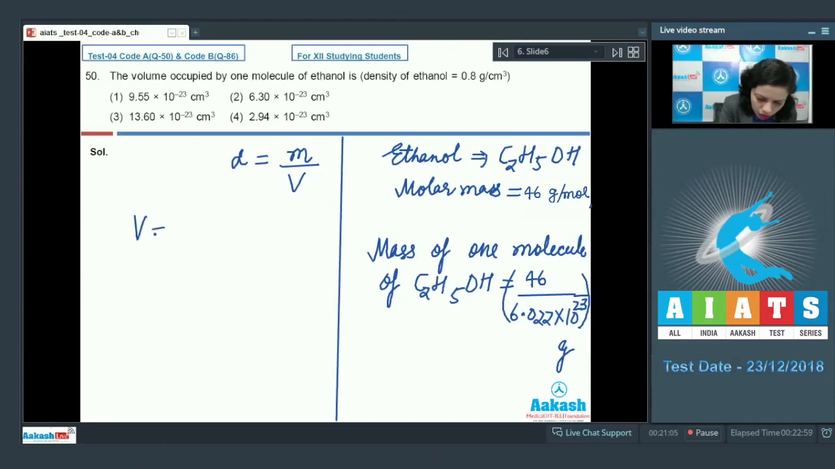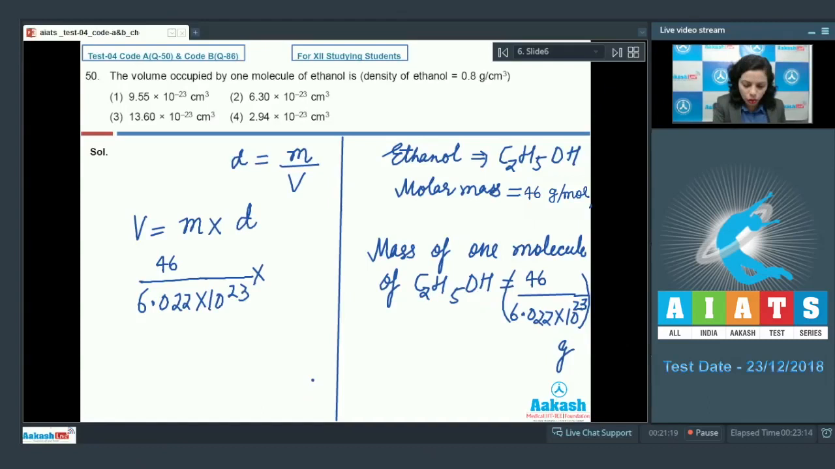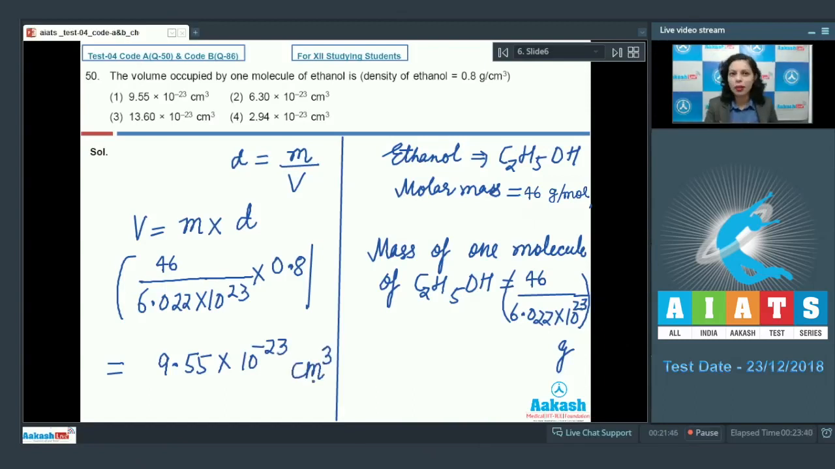Let's check here. The volume is equals to mass into density. Mass of one molecule is 46 divided by 6.022 into 10 raised to the power 23. And then multiply it by the density. That's also given. It is 0.8 gram per centimeter cube. It means the volume that you are going to take here would be in centimeter cube. If you solve this expression, you will find out that the volume would be equal to 9.55 approximately 10 raised to the power minus 23 centimeter cube. This is the volume of one molecule. Let's find out the answer where it's given. It's given in option 1, and that's why you have to choose it as the correct option. Now, after this, let's take next question.